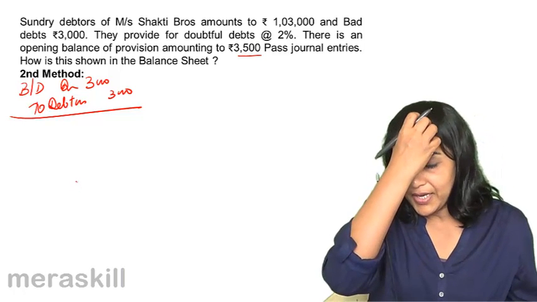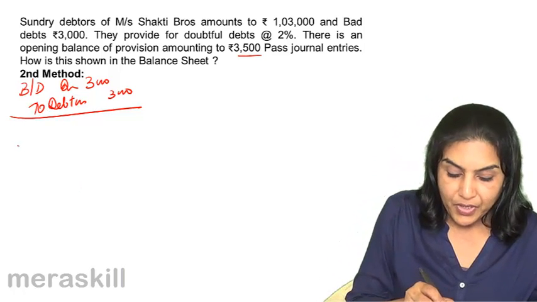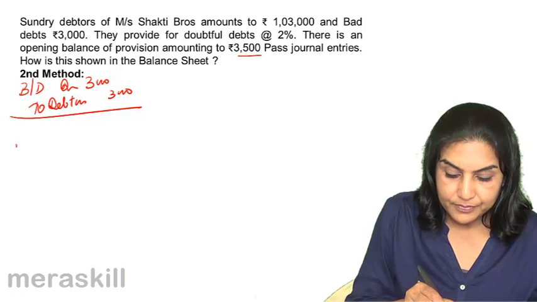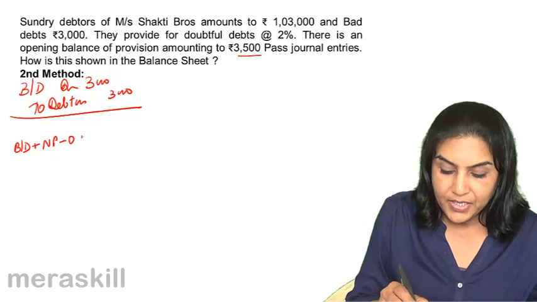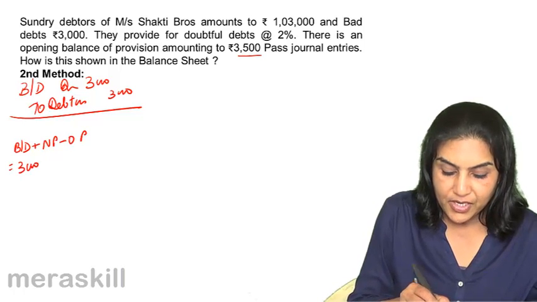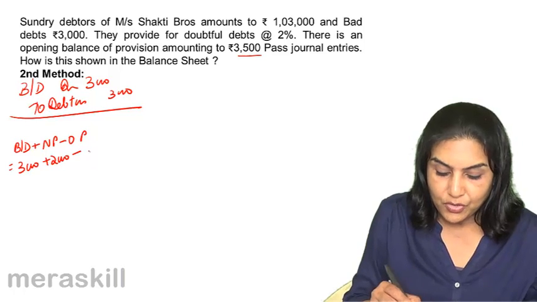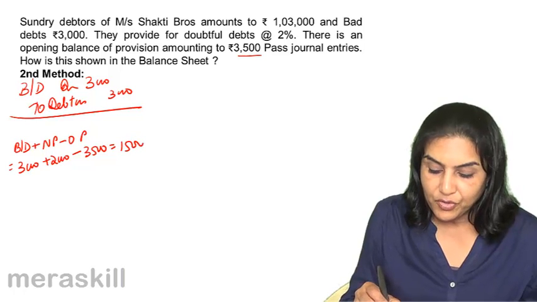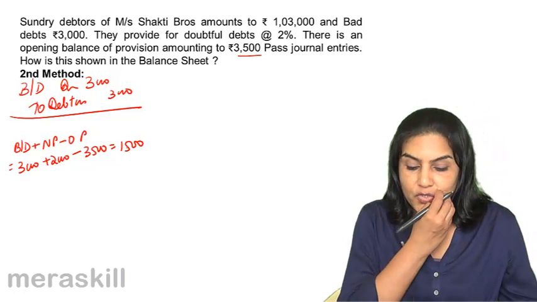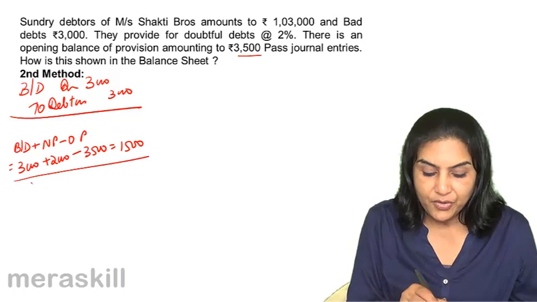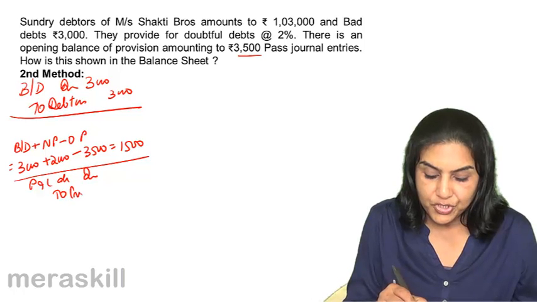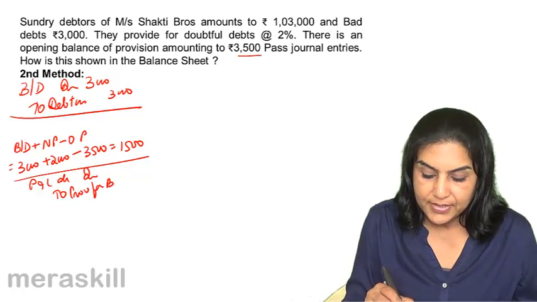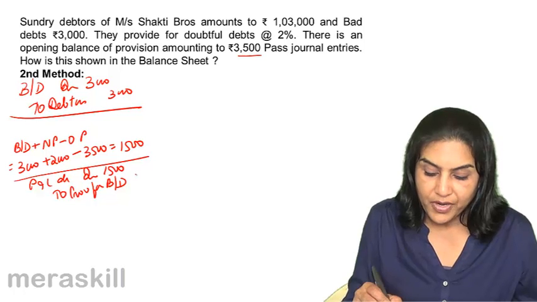Now how do we create the provision? This is bad debts plus new provision minus old provision. Bad debts is 3,000, new provision is 2,000, old provision is 3,500, giving us an amount of 1,500. So what is the entry now? The entry would be profit and loss account debit to provision for doubtful debts, 1,500.